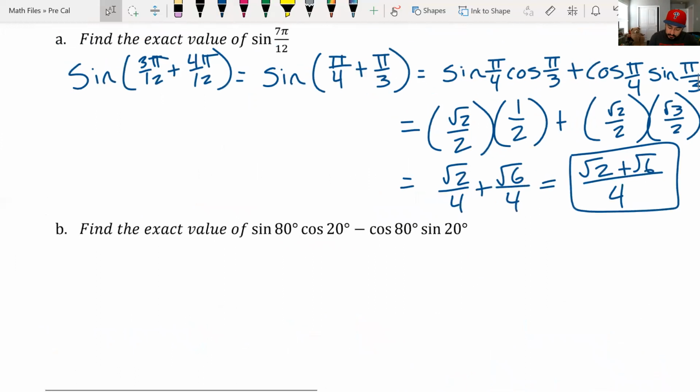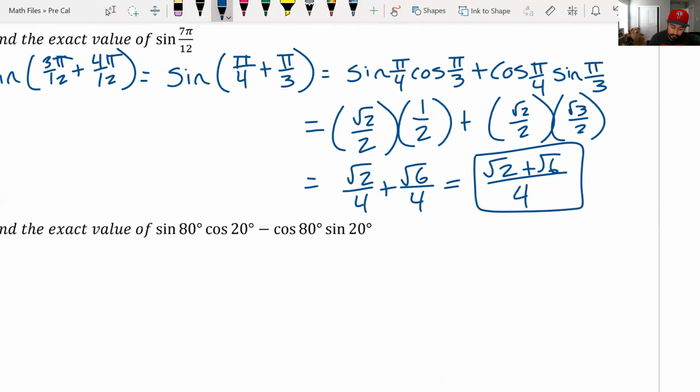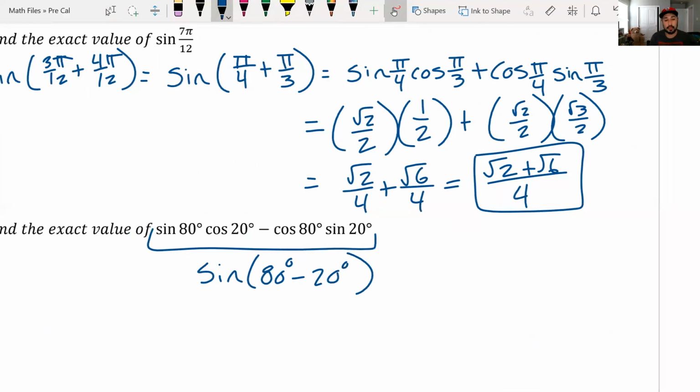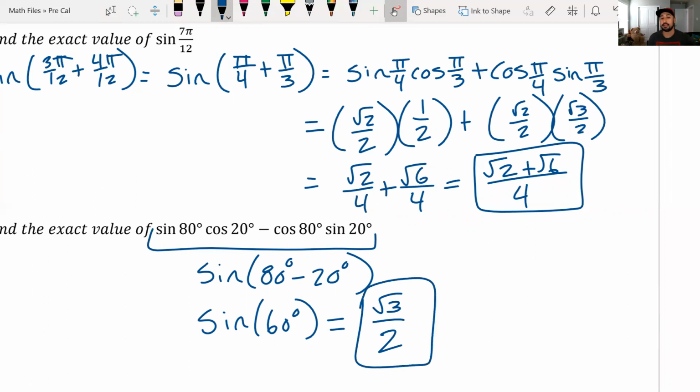So sine 80 of cosine 20 minus cosine 80 of sine 20, all of this becomes sine of 80 degrees minus 20 degrees, which then becomes the sine of 60 degrees. And the sine of 60 degrees, well, look at your unit circle, sine of 60 is square root 3 over 2. There it is.